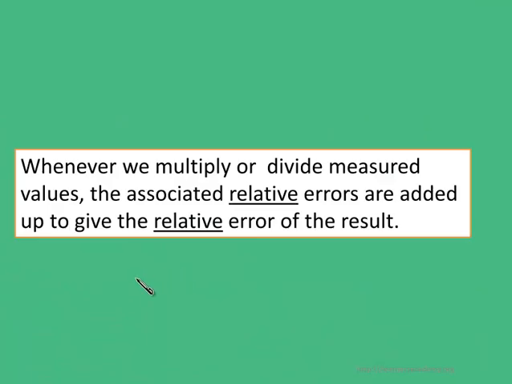So to sum up then what we have discussed here in multiplication and division, we can simply say that whenever we multiply or divide measured values, the associated relative errors are added up to give the relative error in the result. Remember, then you have to use this relative error to then calculate the maximum possible error in the result. So that's it for this video.